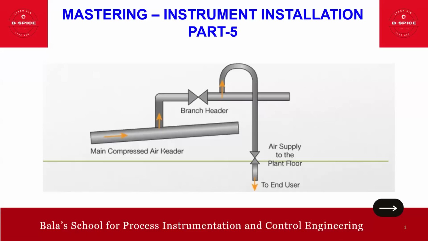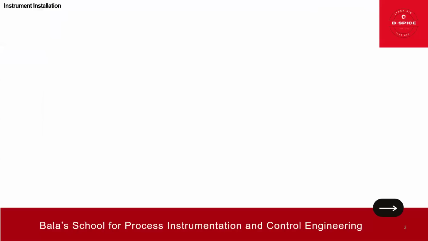So this is a typical look and feel wherein you have the main header, right? From the main header, you have a branch off. Then from the branch off, you are connected to the air supply to the plant floor. So this is the high level, but we will focus on what comes after this connectivity, right? From here, how this is distributed to our instrument requirement. All those details we will see.